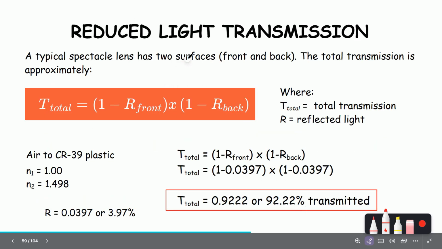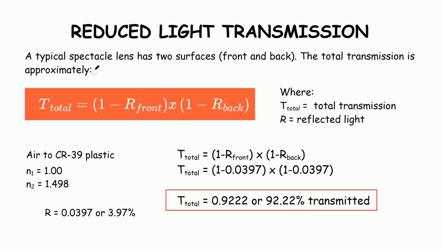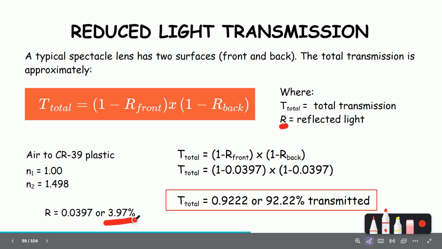So, reduced light transmission. A typical spectacle lens has two surfaces, the front and the back. The total transmission is approximately T total is equal to 1 minus R front times 1 minus R back, where T total is the total transmission and R is the reflected light from our formula earlier. So let's continue with the CR39 plastic, which has a Fresnel reflection of 3.97%.